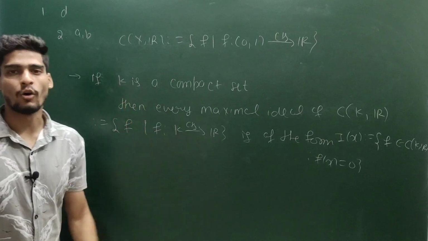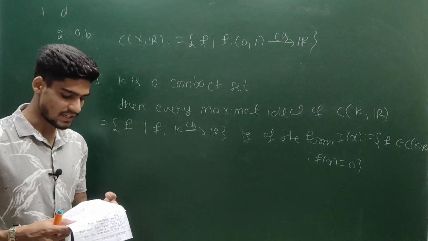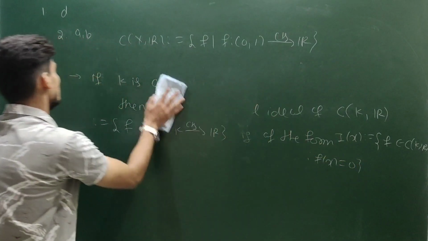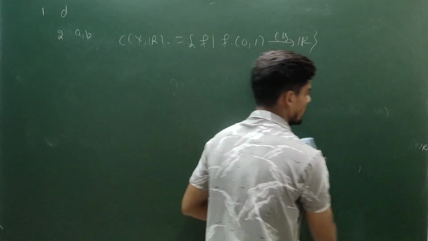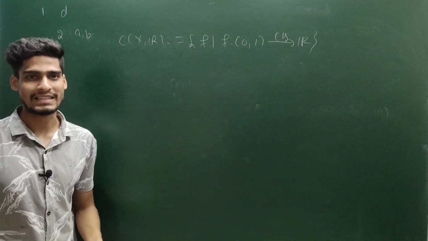But if you do not have a compact set, that statement is not in general true. So option C will be false. And I will give you one more way to construct a maximal ideal for this. I will not give you the exact example, but I will give you the way to construct it.